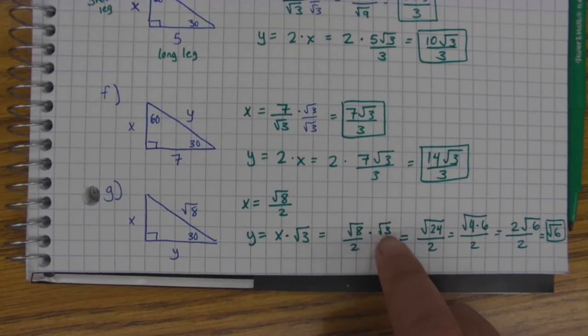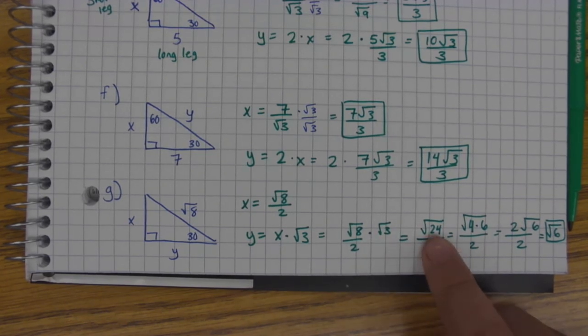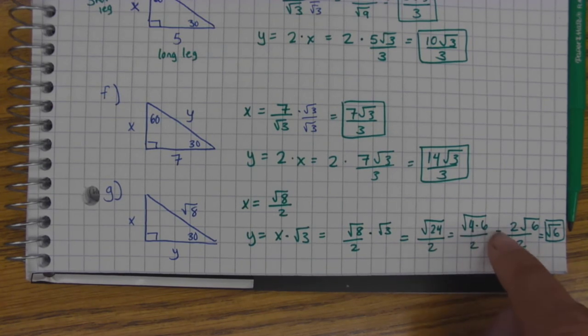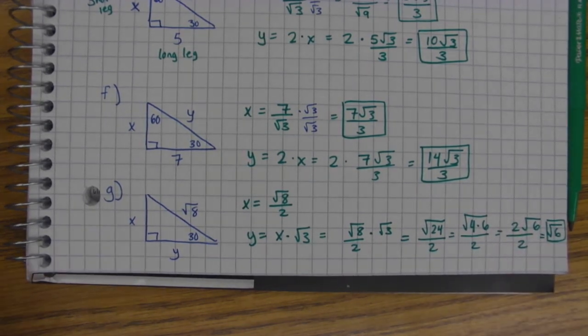When you have square root of 8 times square root of 3, that gives you square root of 24 all over 2. And then you can break down the 24 into a perfect square. 4 is a perfect square times 6, and we know the square root of 4 is 2. And then we have the square root of 6 left over. 2 divided by 2 cancels out, and we're just left with the square root of 6.